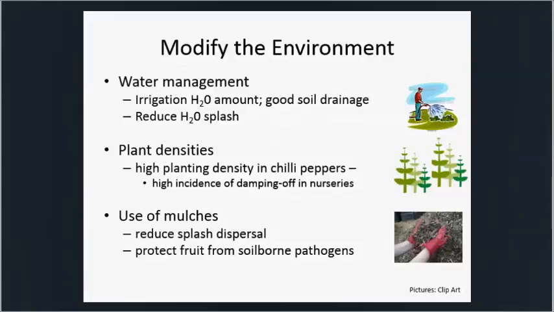And mulching, like you all know, prevents splashing of soil-borne pathogens onto fruit like watermelons or cantaloupes.